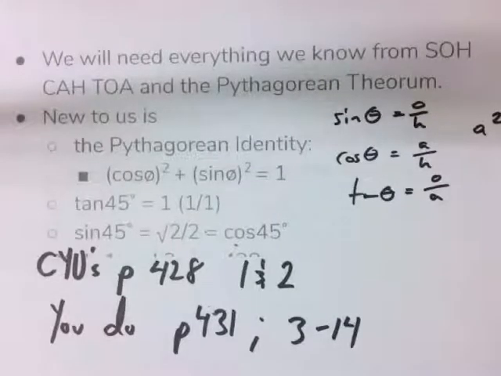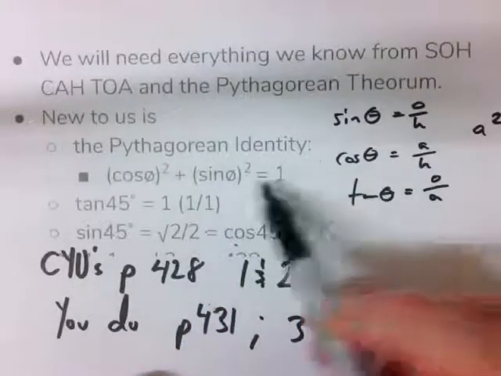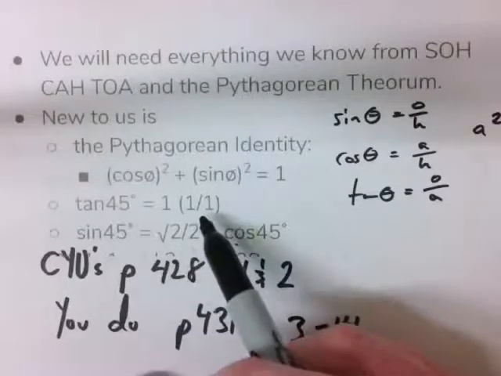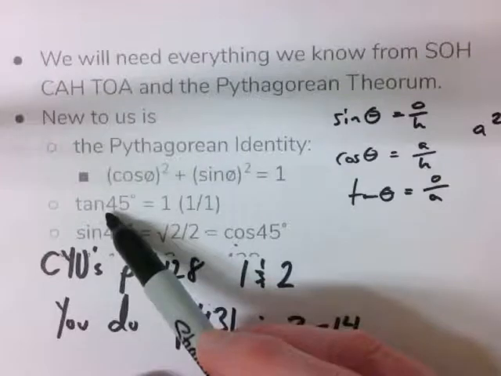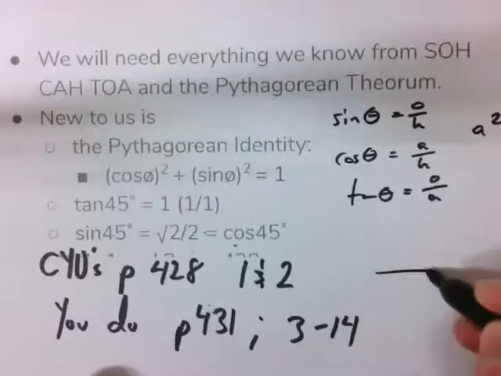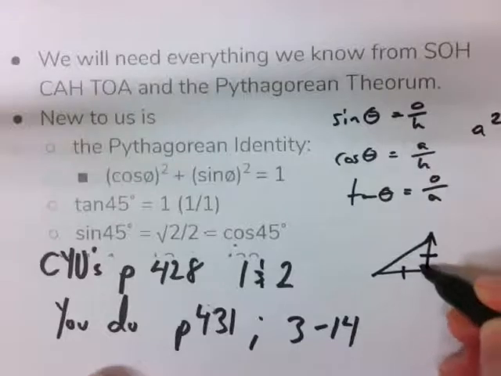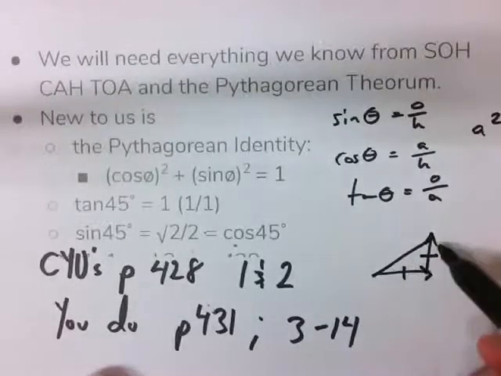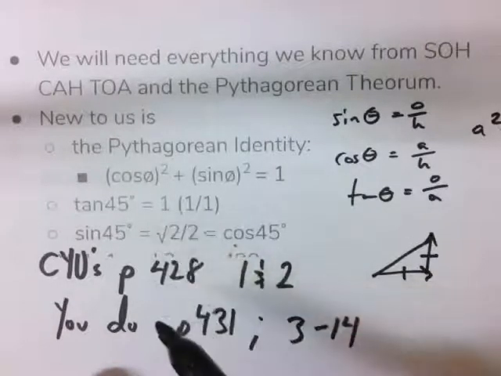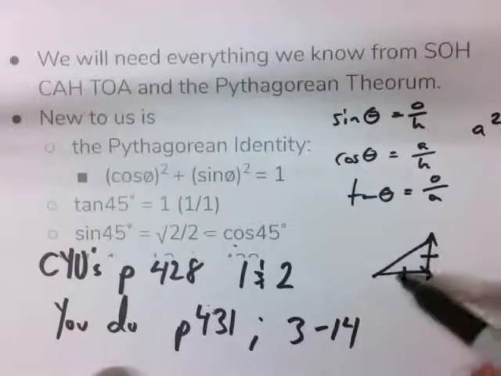New to us, the Pythagorean identity, which is the cos of theta squared plus the sine of theta squared equals 1. Put that into Desmos, just for fun, and see what comes up. Tan of 45 degrees is 1, because with a 45-degree angle, both sides are the same. So the opposite over adjacent is going to equal 1. Like 16 over 16 or 38 over 38.